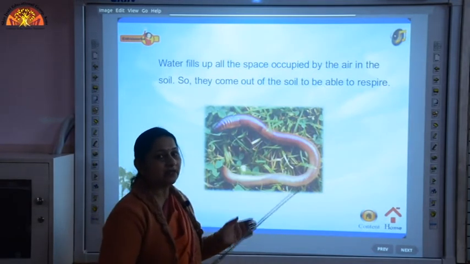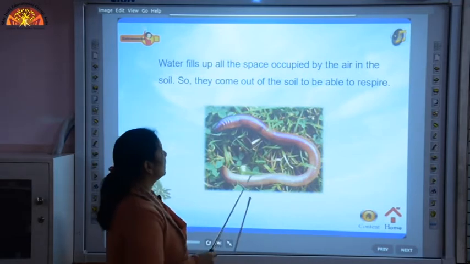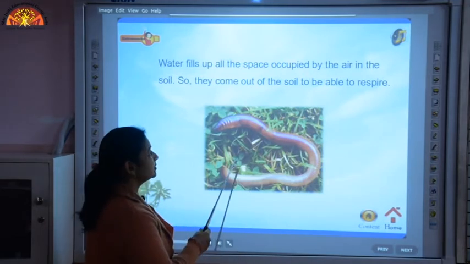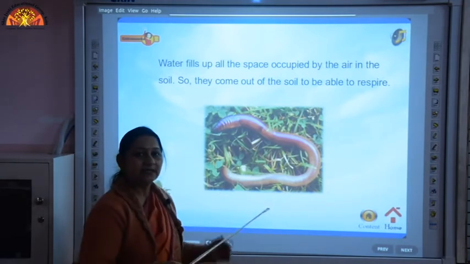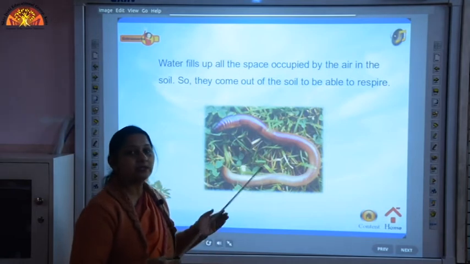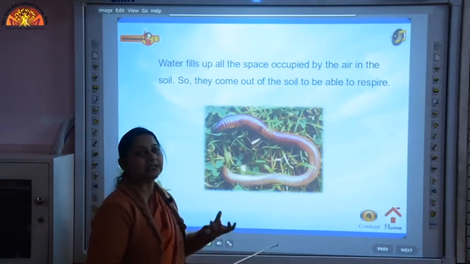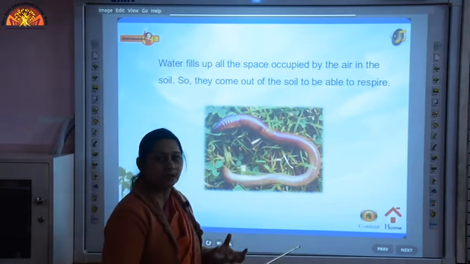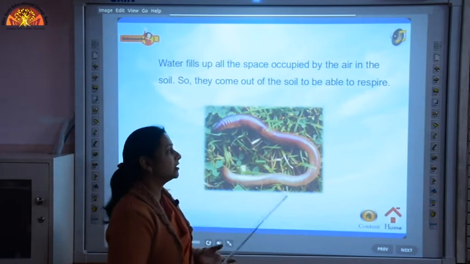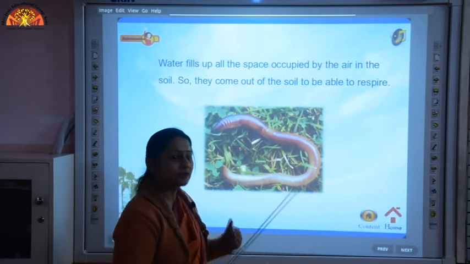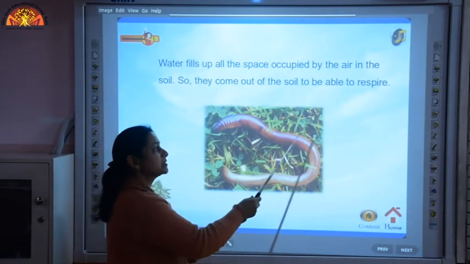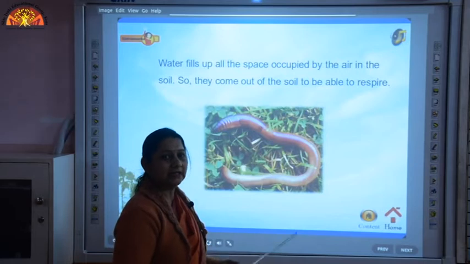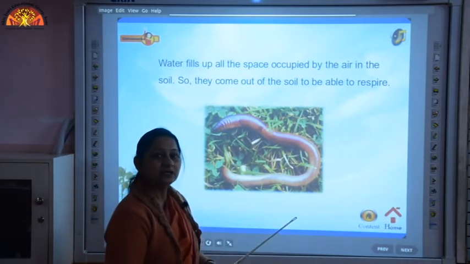During the rainy season, when these spaces get filled by water, animals like earthworms come out because they are not able to breathe inside. The air spaces which contained oxygen earlier are now filled with water. So, they have to come out to be able to respire. For breathing, they come out of the soil.